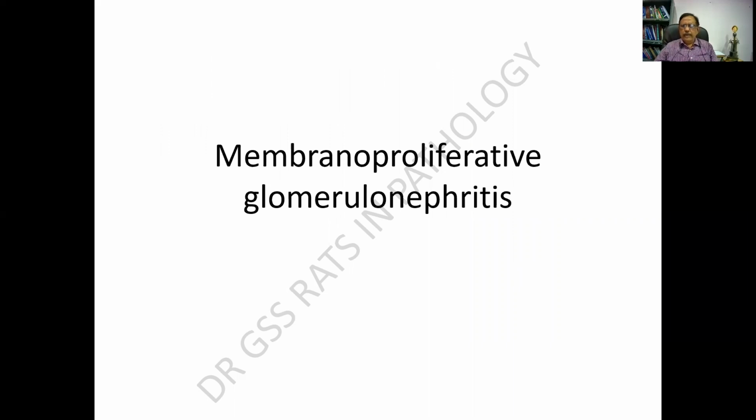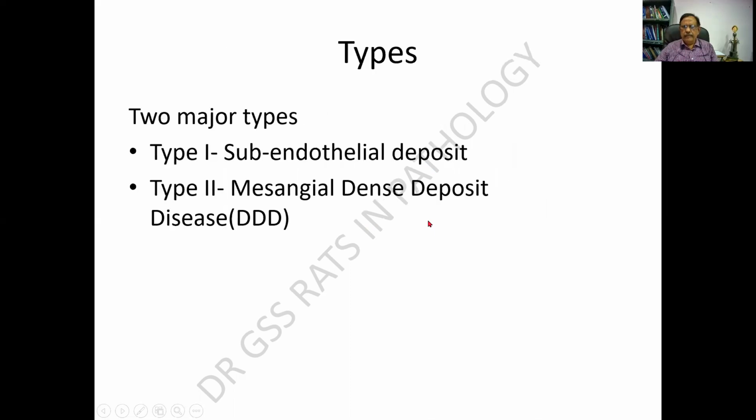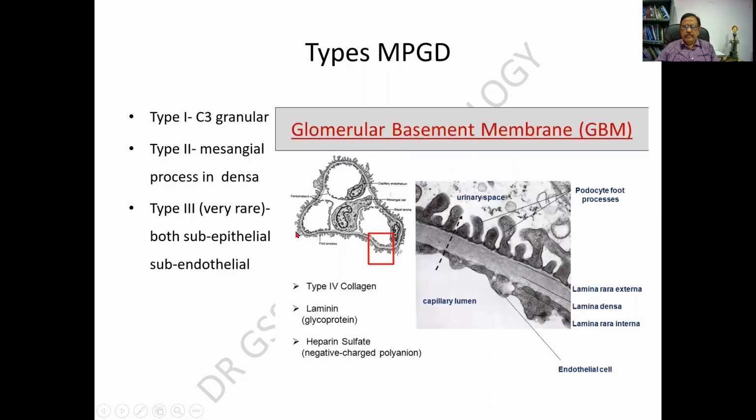The next topic for the day will be membranoproliferative glomerulonephritis. This also is asked as an independent question or part of an essay. There are two major types of deposits. One will be a subendothelial deposit, and two will be a mesangial dense deposit disease, DDD. So, what are the types of membranoproliferative glomerular disease?